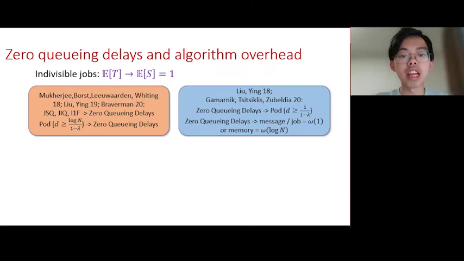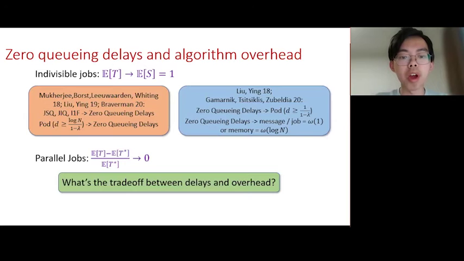Based on this definition, in our work, we want to understand what the requirement on the algorithm's overhead is in order to achieve zero job level queuing delays. The question is much different from previous studies because now the conditions of zero queuing delays differ significantly for indivisible jobs and parallel jobs. In this work, we also want to study whether the parallel structure of jobs can help us break through the impossibility result for indivisible jobs. That is, can we obtain zero queuing delays with a smaller message rate than the lower bound shown in the blue box?